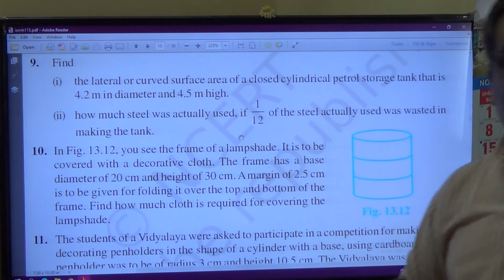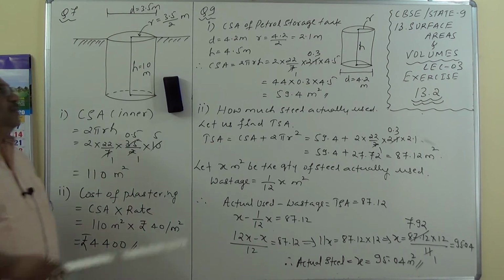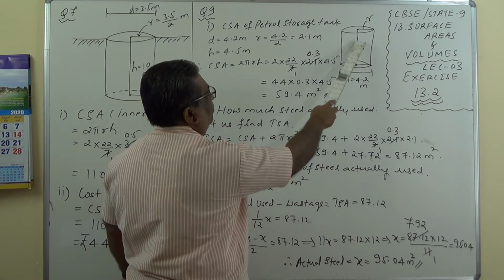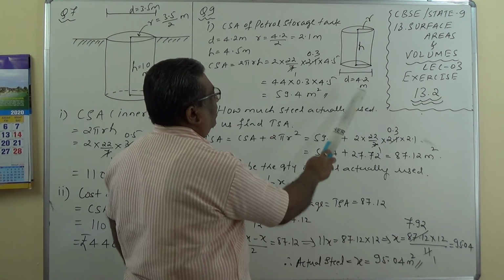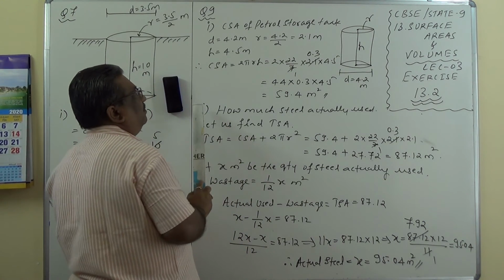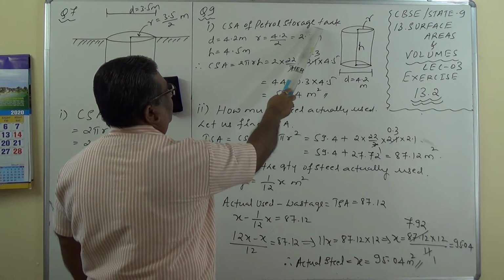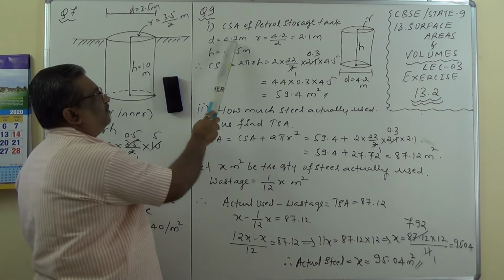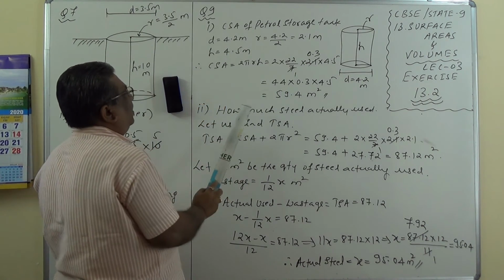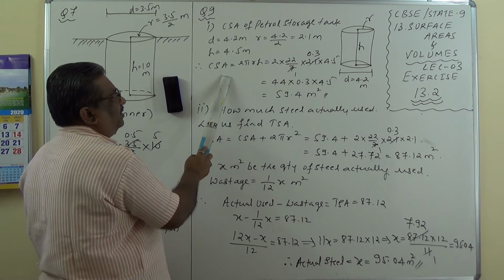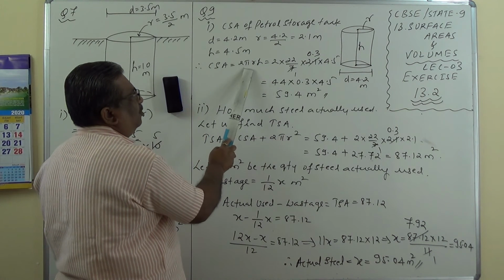So let us solve this on the board. Question number 9. There is a petrol storage tank which is cylindrical in shape. Diameter is 4.2 meter and height is 4.5 meter. So the curved surface area of the petrol storage tank is the question asked. Diameter is 4.2, therefore radius is 2.1 meter and height is 4.5 meter. Curved surface area of the petrol tank is equal to circumference into height, 2 pi r into h.